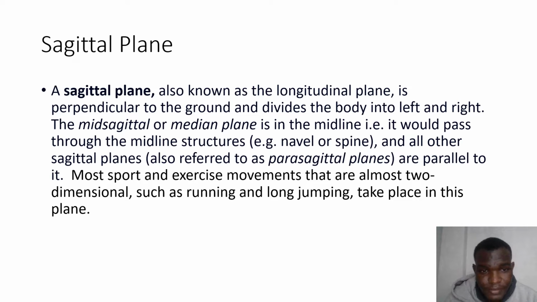Starting with the sagittal plane, also known as the longitudinal plane, it is perpendicular to the ground and divides the body into left and right. The mid-sagittal plane or median plane is in the median line. It would pass through the midline structures, navel or spine, and all other sagittal planes, also referred to as parasagittal planes, are parallel to it. Most sports and exercise movements that are two-dimensional, such as running and long jumping, take place in this plane.